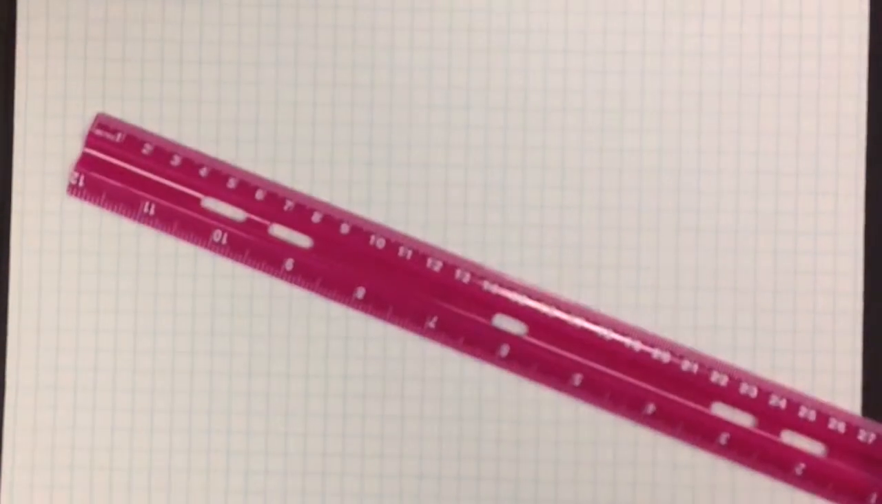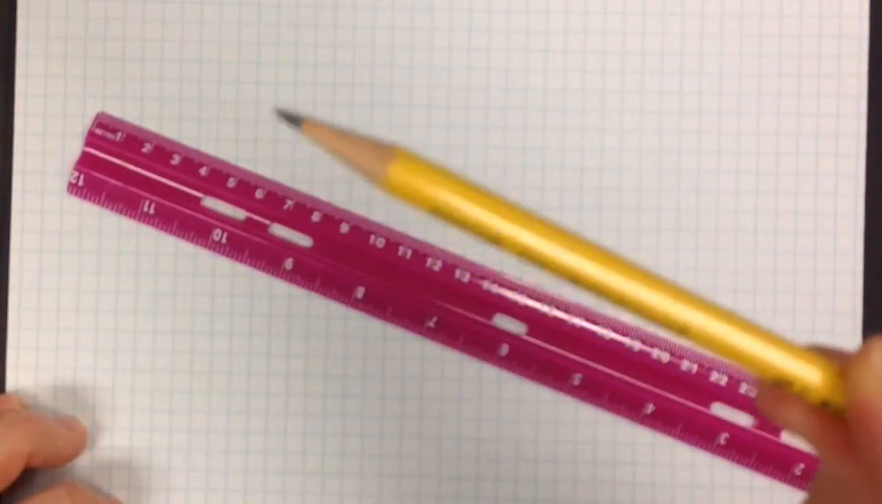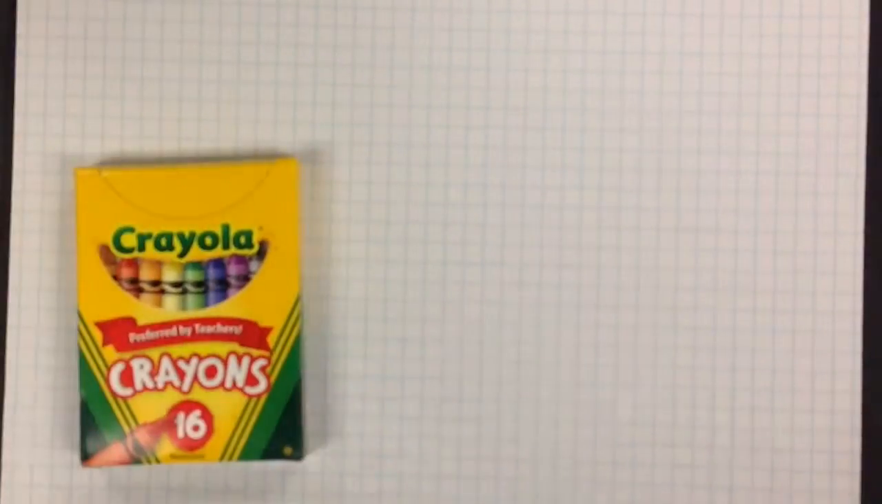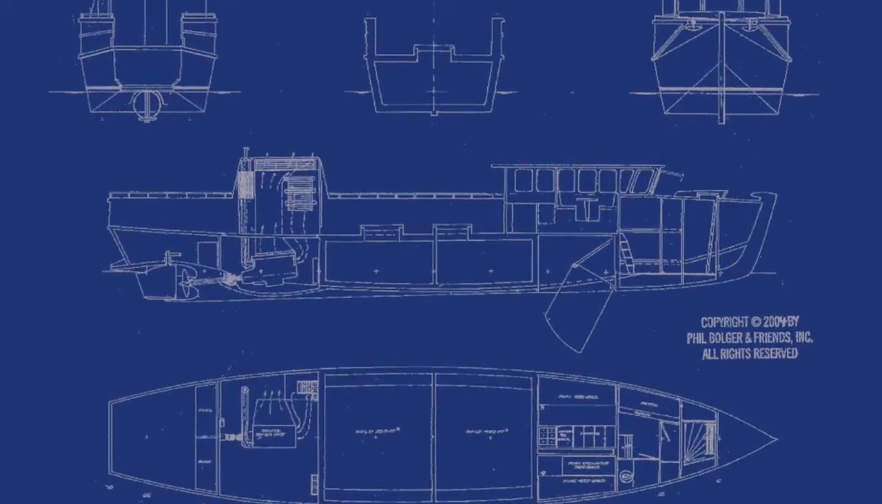Today we are going to be making a scale drawing. Some tools that you're going to need: a ruler, some graph paper, and a pencil. I'm going to be using a crayon box for our example, but you guys are going to be making up your own thing.